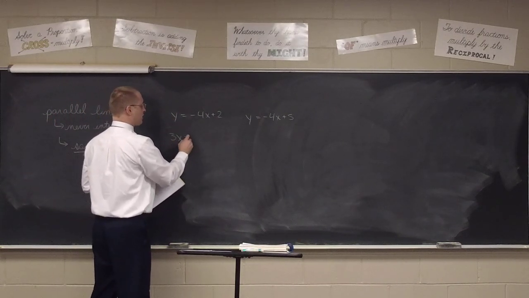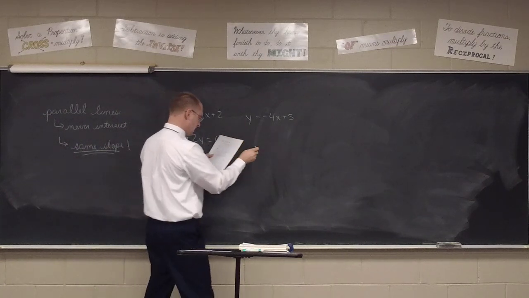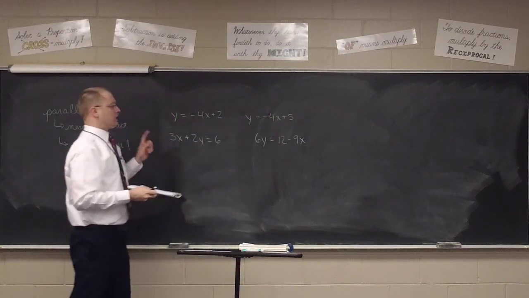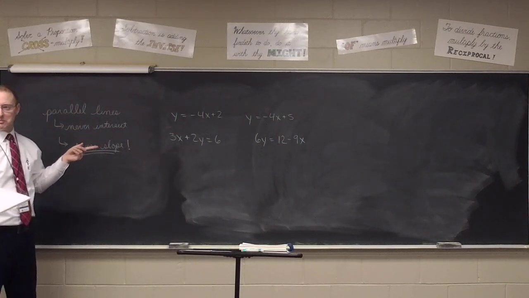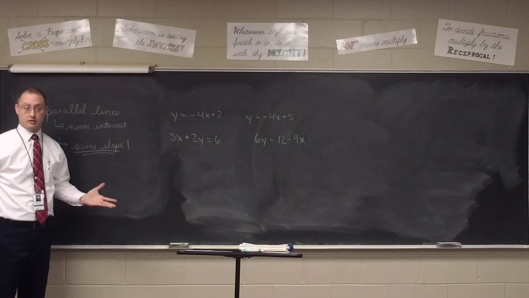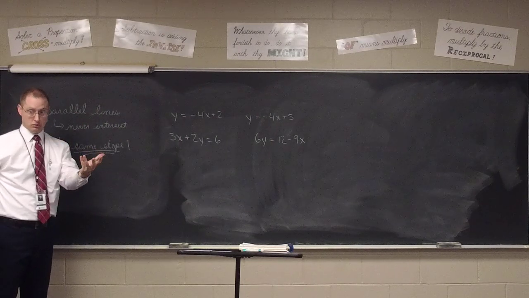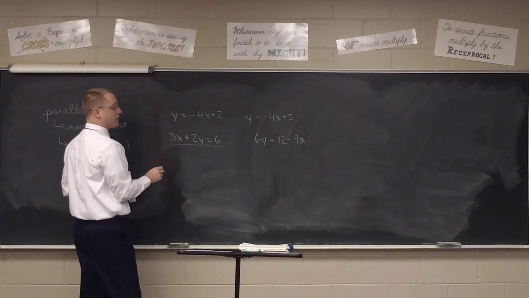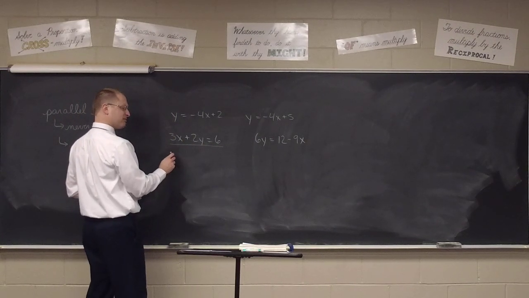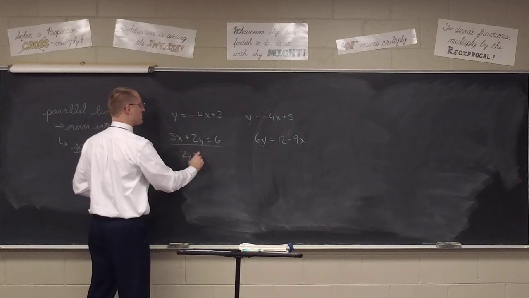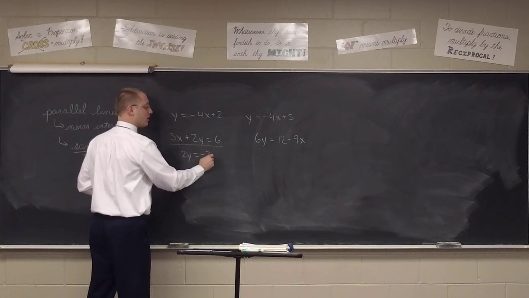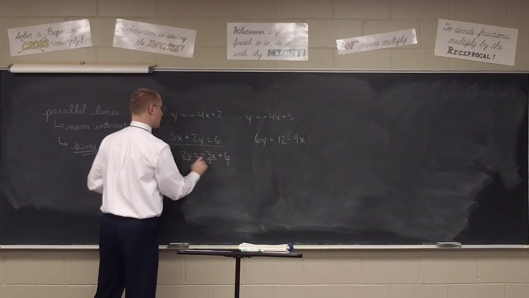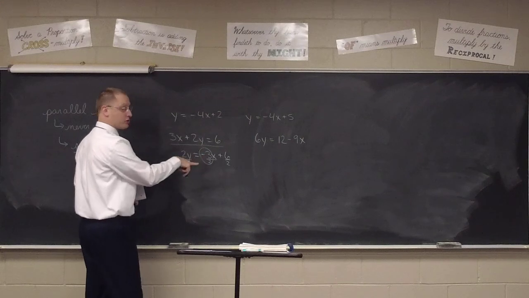How about this though? 3x plus 2y equals 6 and 6y is equal to 12 minus 9x. It's a little harder to tell if these are parallel or not, isn't it? What would be the key then? Get them into slope-intercept form, right? So let's start here, class, by moving over the 3x as a negative to get y is equal to, and then divide everything by 2. I really don't even care what it comes out to. I can see what the slope is.